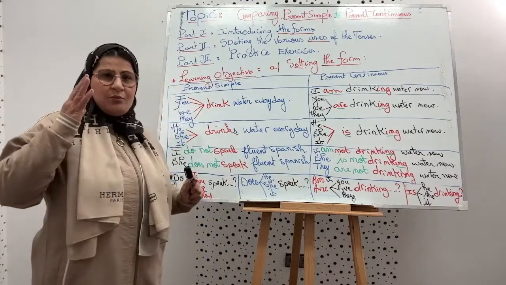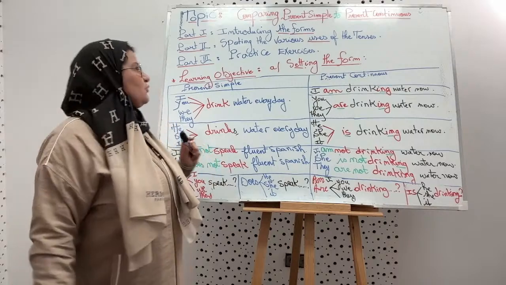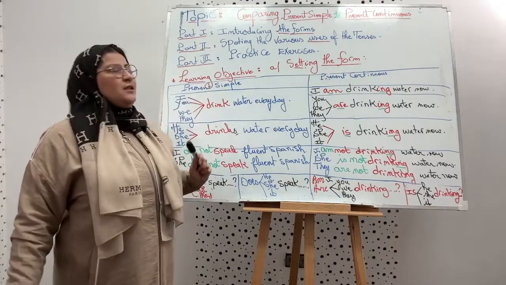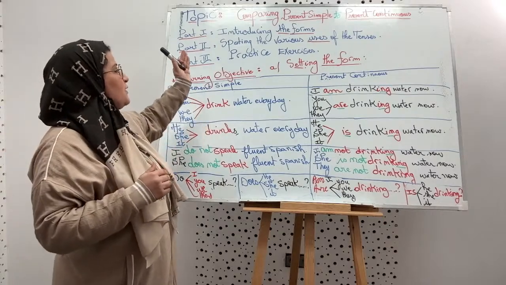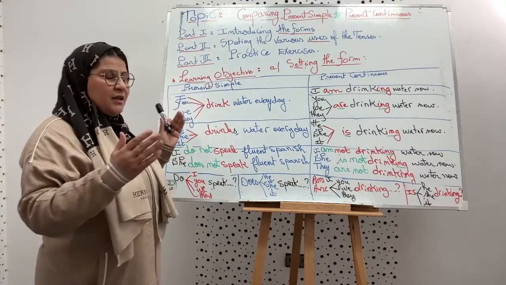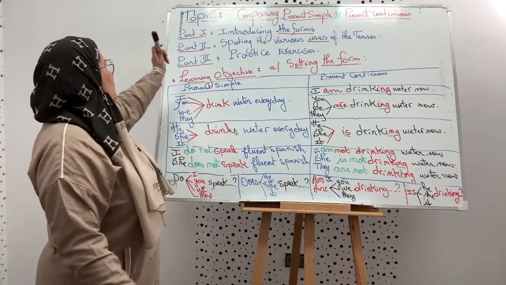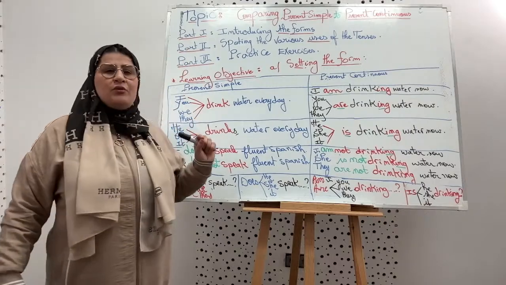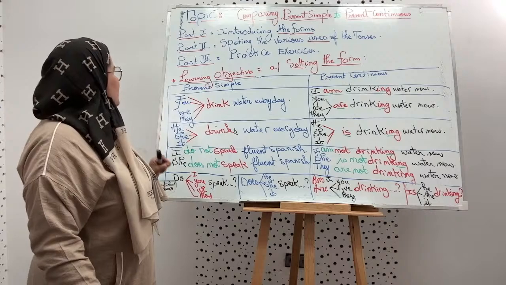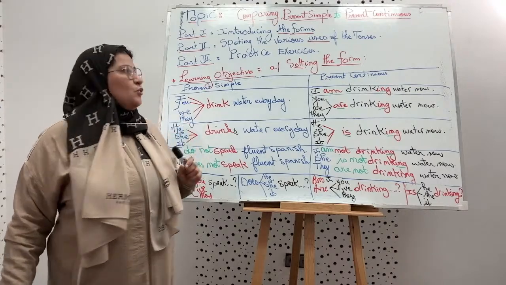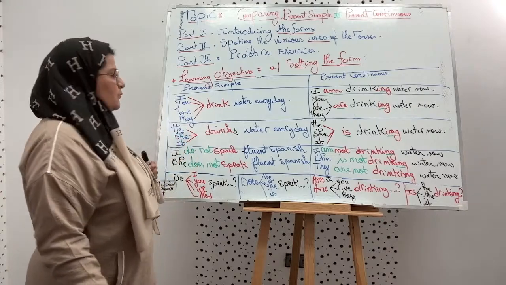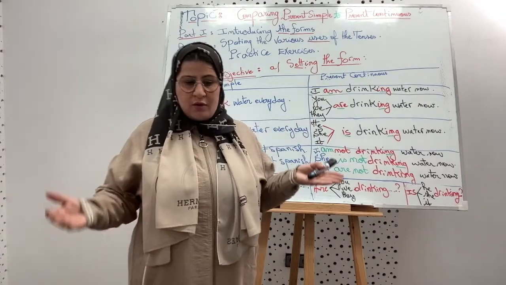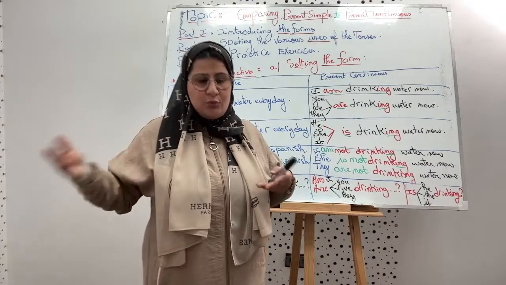There are three main parts that we are going to discuss for today. Part number one is introducing the forms of the present simple tense and the present continuous, comparing and introducing the forms. Part number two, spotting the various uses of the tenses, and part number three is mainly devoted to practice exercises.